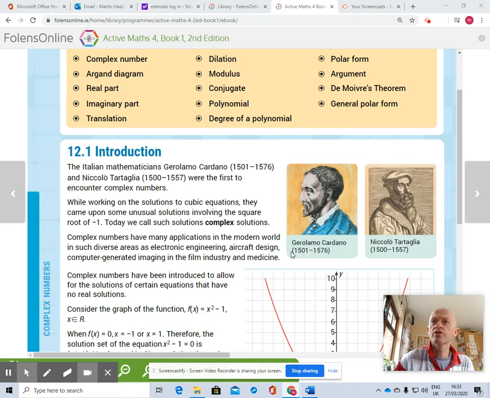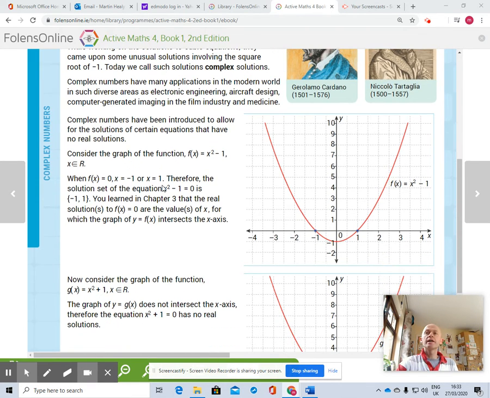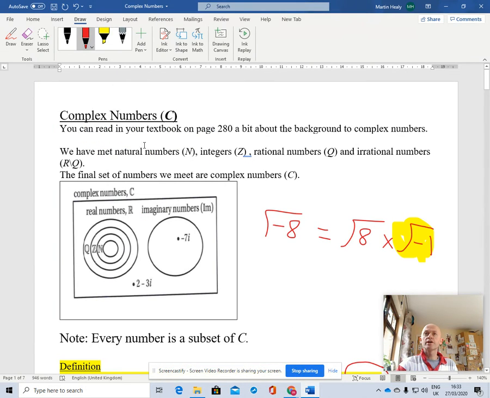Hi there. This is just a video to hopefully get you through exercise 12.1, a brief introduction to complex numbers. They were originally invented by two Italian mathematicians. You can read about it here. They're incredibly important in engineering and in computer imagery, particularly in writing computer graphics software, because I guess they're kind of numbers that can be in more than one dimension, as we'll see later on.